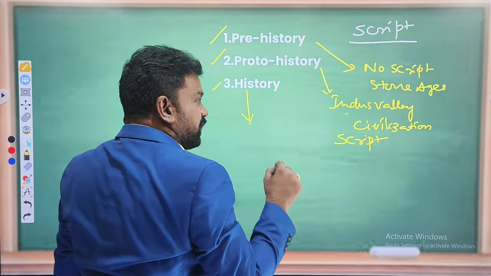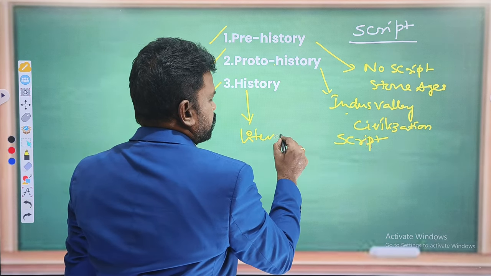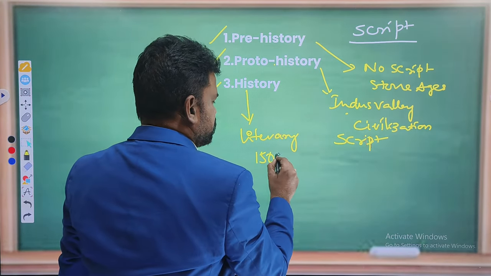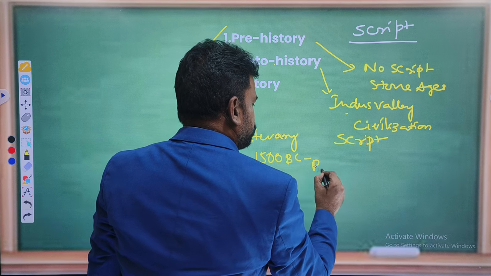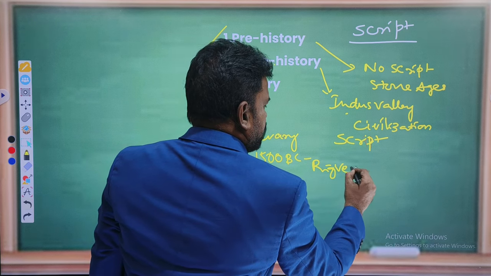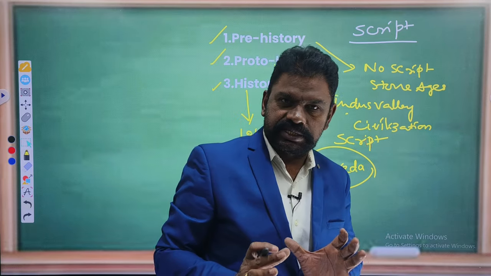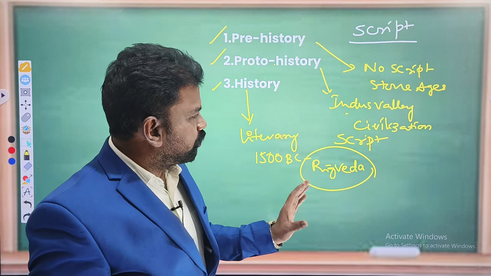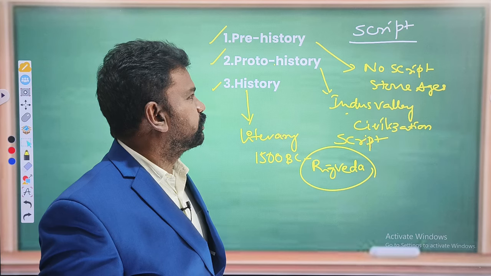Whenever script existed, literary sources started. That is around 1500 BC. The first literary evidence was the Rigveda. Rigveda is the first literary evidence to know about Indian history. So from the Rigvedic period to the present is called the historical period.